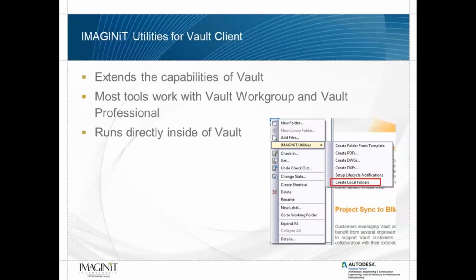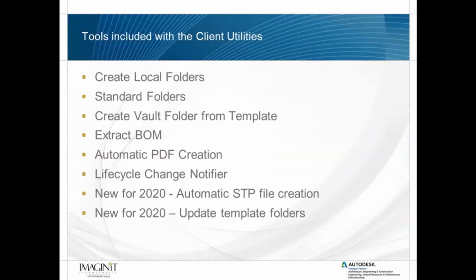And just as a reminder of what's there, some of these have been around for a while, but these are some of the things our utilities can do. They can create local folders, which would be your working folders. I can just say, recreate those. We can have standard folders that get downloaded every time you log into Vault. We can create folders from templates. We can extract the bill of materials and do automatic PDF creation. That also extends to DWG and DXF. Lifecycle change notification. So that's why we talk about these so much in terms of Vault Professional and Vault Workgroup, because there's specific tools for that.